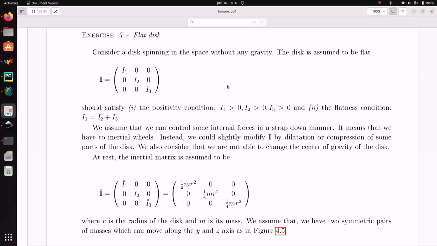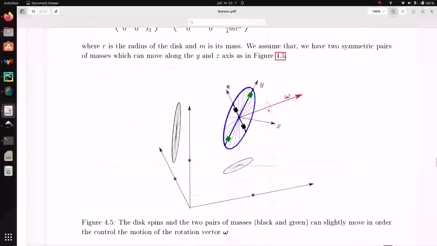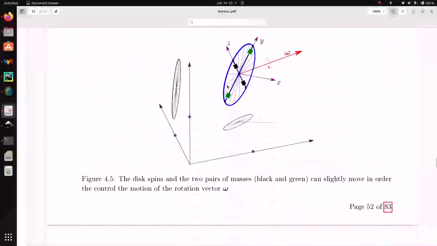Flat disk. In this exercise, we consider a disk which is spinning in space without gravity, and it has an inertia matrix, and this disk is totally flat. It is represented here, and there are several masses represented by green and black here, and they can slightly move. And the idea is to move these masses in order to control the disk.